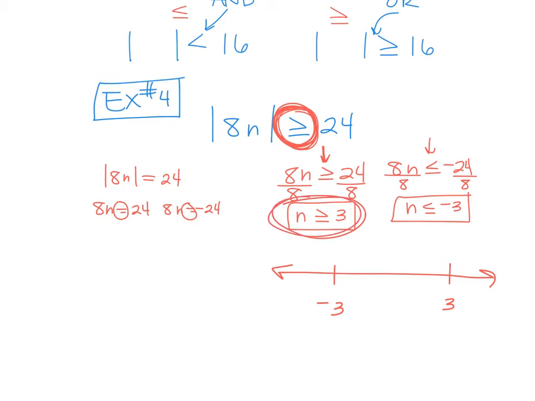N is greater than or equal to 3. Is that an open or a closed dot? It's a closed dot at 3. What direction is my arrow going? It's going to the right, right? N is greater than or equal to 3. Okay, so this would be the graph of this one. The graph of this one, open or closed dot? Closed dot. And n is less than or equal to negative 3.